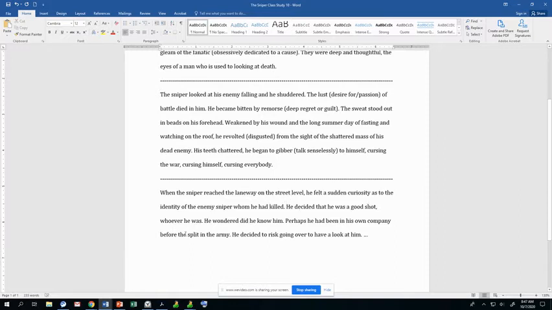He decided that he was a good shot, whoever he was. He wondered, did he know him? Perhaps he had been in his own company before the split in the army. He decided to risk going over to have a look at him.